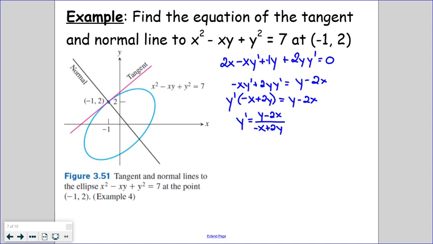Okay, so that gives me my derivative. And remember, as we are writing the equation of a tangent line, we need two things. We need a point, which they gave us, and we need the slope, which comes from the derivative. I want to specifically evaluate this derivative at the point given, so -1, 2. Now, again, I just need to be careful that I put my x's and y's into the equation in the right place. So replace y with 2, replace x with -1.